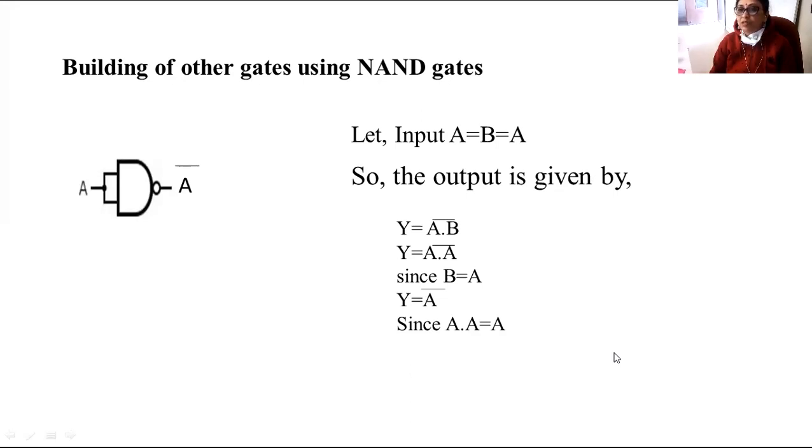So we will start with the NAND gate. We are going to build other gates using NAND gate. Now here in this diagram, what can you observe? Only one NAND gate is used and both the inputs of this NAND gate are connected together and taken out as a single input. So if you do this, then what will happen? The same input is applied.